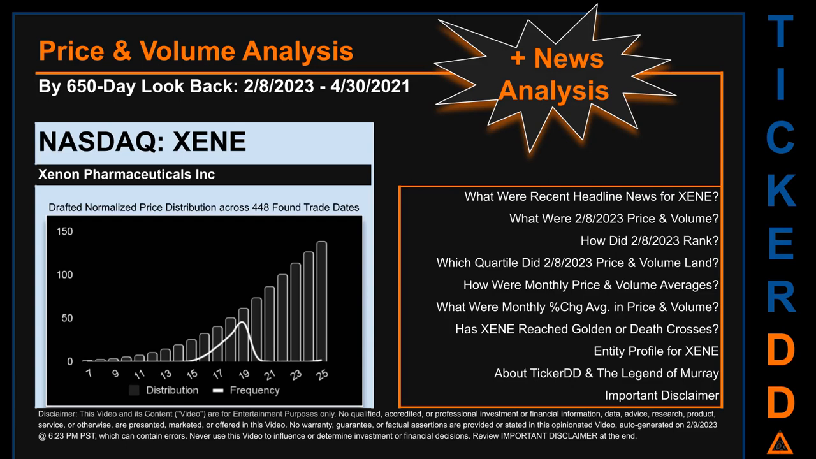XENE went public on October 17, 2014, which was roughly 8 years and 4 months ago. Looking back 650 calendar days from Wednesday, February 8, 2023 to Friday, April 30, 2021, we found 448 applicable trade dates for use in our analysis.